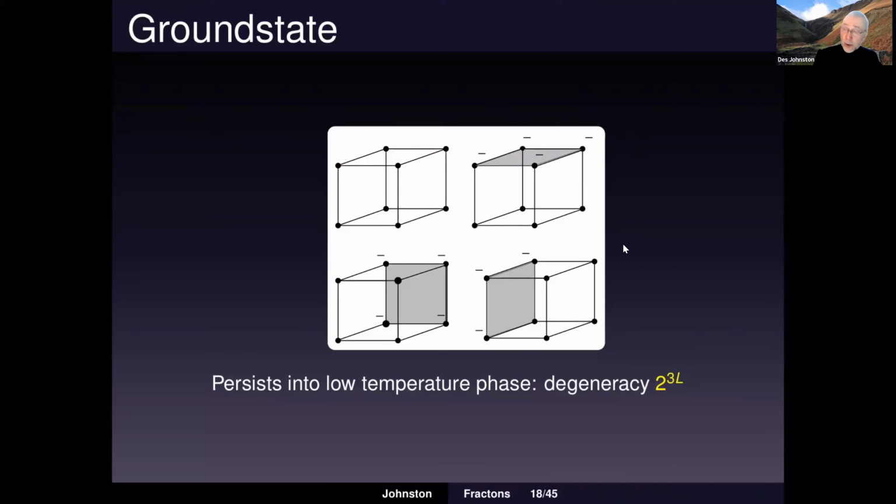And if you, where you is Wegener and a student of his, do a low temperature expansion of the model, you can show that this behavior persists into the low temperature phase as well. So the low temperature phase allows you to flip any plane of spins without affecting the energies.